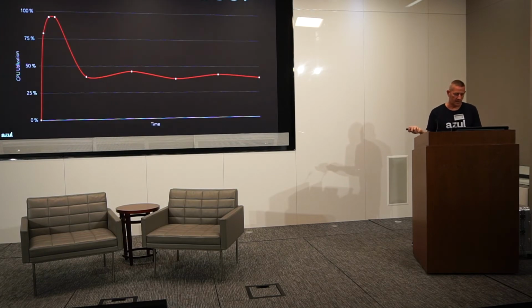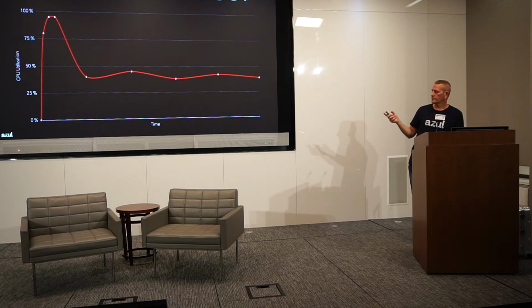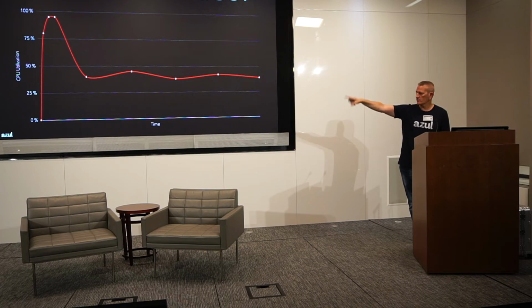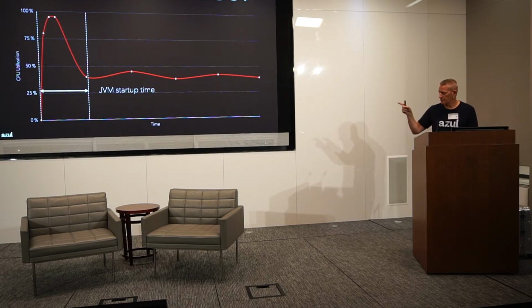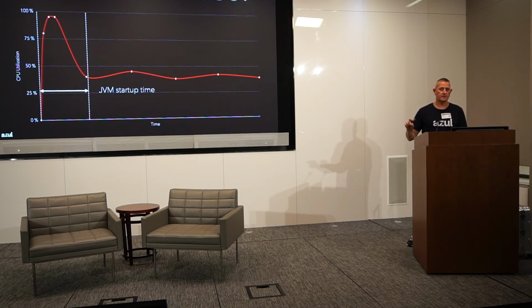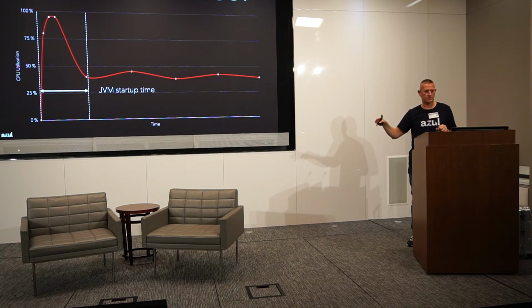So the question is, how can it save infrastructure costs? Probably most of you know this kind of chart. We have CPU utilization on the y-axis and the time on the x-axis, and we have this peak in the beginning. And this peak is the JVM startup time. This is what everybody's complaining about. And that's the problem if you run it in cloud environments. And what companies do, they spend a lot of money using a large number of CPUs to make this as fast as possible, just to overcome this first peak, right?